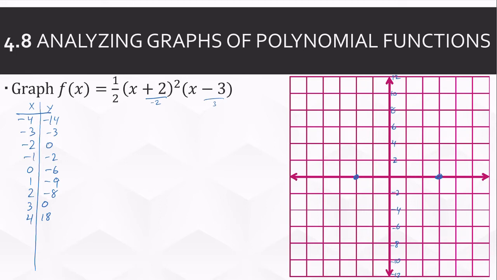Alright, so my first point, -4, -14 still doesn't fit. -3, -3. So I'm going by 1's in the x. Guess I should put those on. -2, 0, I already have. -1, -2, 0, -6, 1, -9, 2, -8, 3, 0, and then 4, 18 is way up here somewhere.